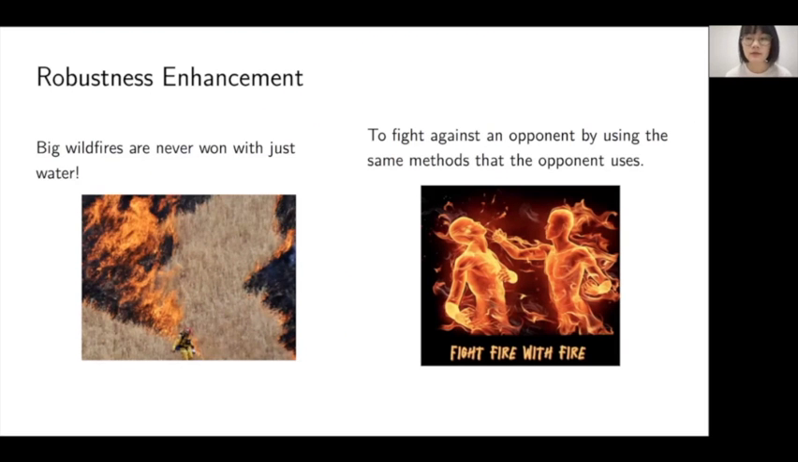Adversarial examples are distributed everywhere like wildfire. Adversarial training is like using water to put out fires. As the saying goes, big wildfires are never won with just water. What we need to do is to fight fire with fire. We replace the word fire with perturbation and get: fight perturbation with perturbation.